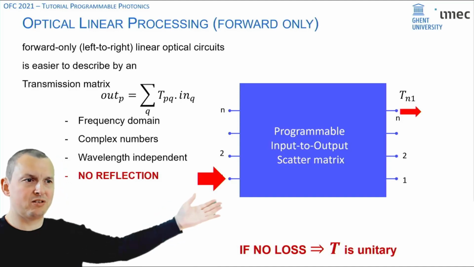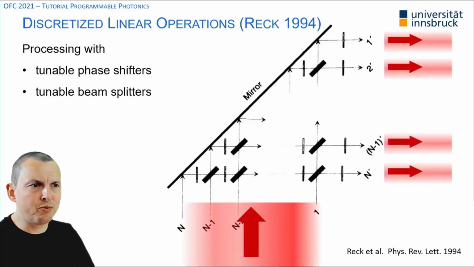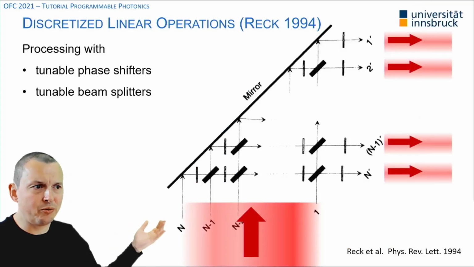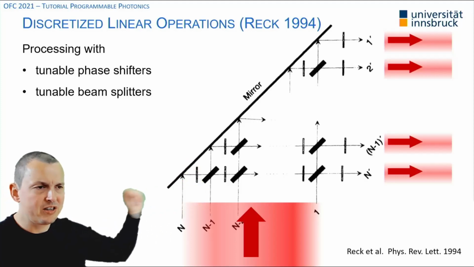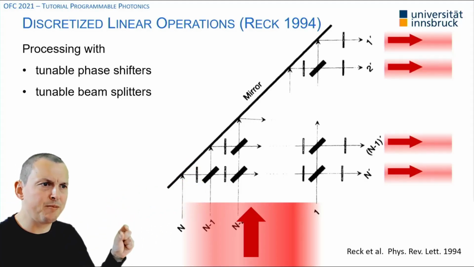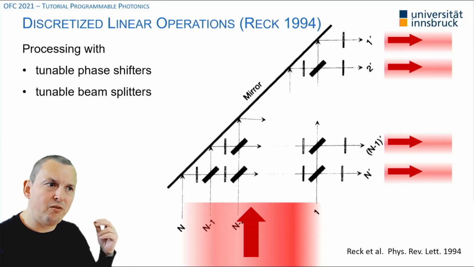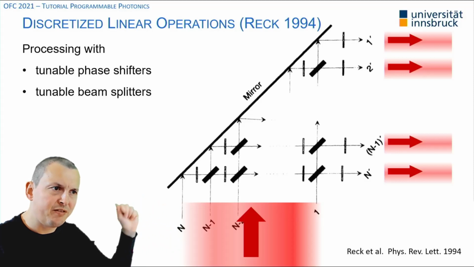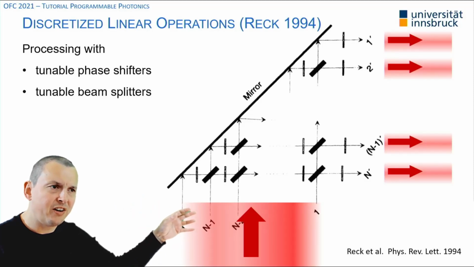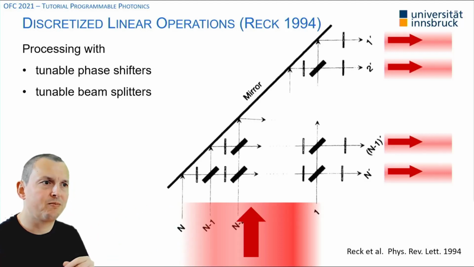Now, how would you build this simplified version? Well, the first proposal to build such a circuit was already made in the 90s. Essentially, you could construct a system that consists of tunable beam splitters and tunable phase shifters. And from this system, by tuning all the beam splitters and phase shifters, you can construct an arbitrary linear combination between your inputs and your outputs.